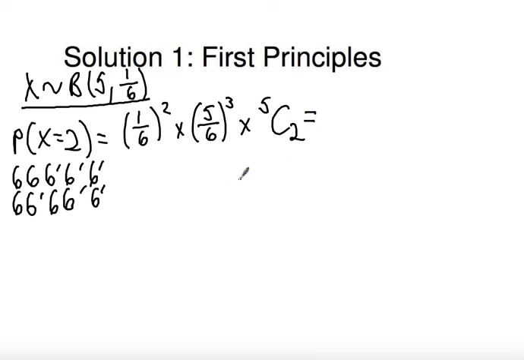If I put this all into my calculator, I can calculate an answer of 625 over 3,888. Okay, so let's formally look at the binomial formula.